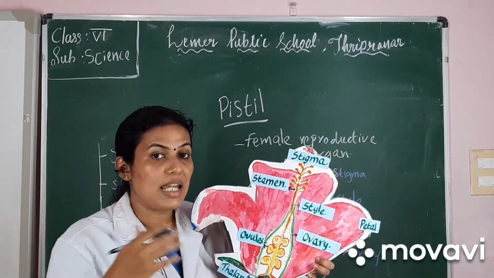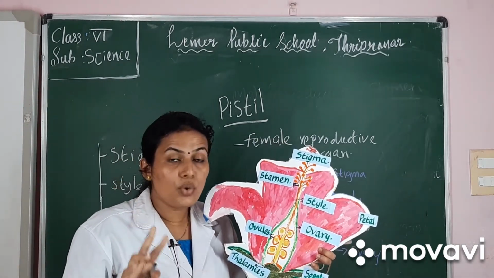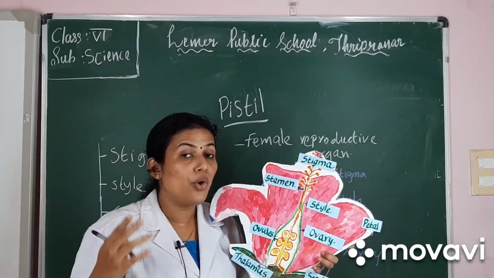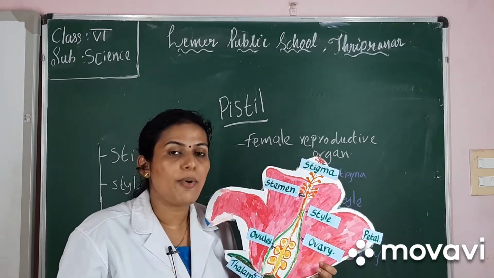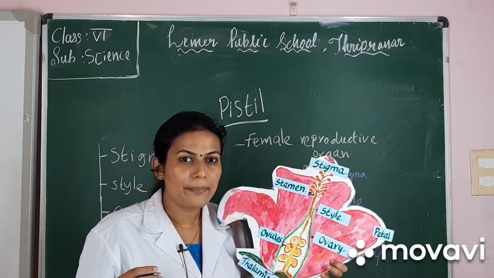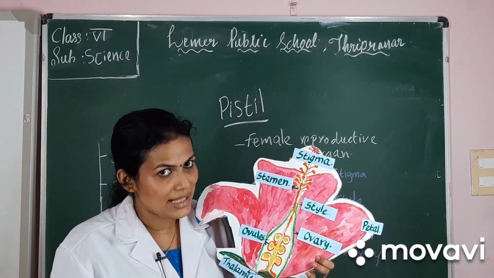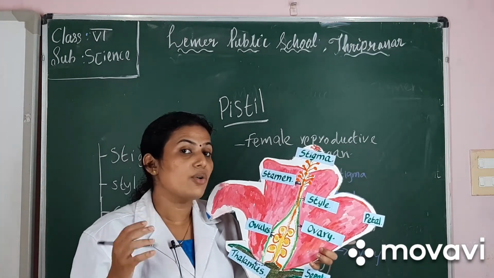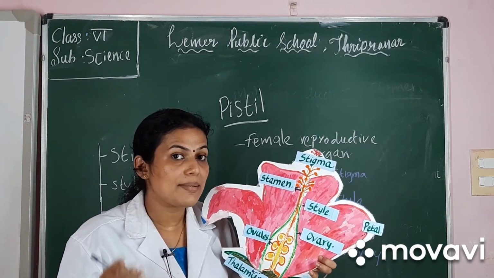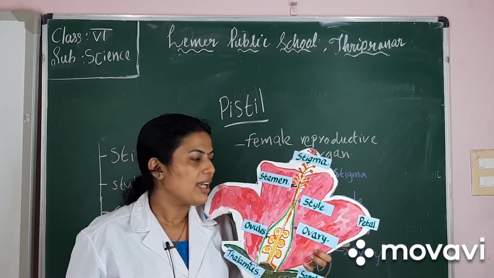We learned the stamens consist of two parts, that is filament and anther. Anther contains two lobed pollen sacs, and these pollen sacs contain pollen grains. These pollen grains are called male sex cells. And also stamens are known as male reproductive organs.